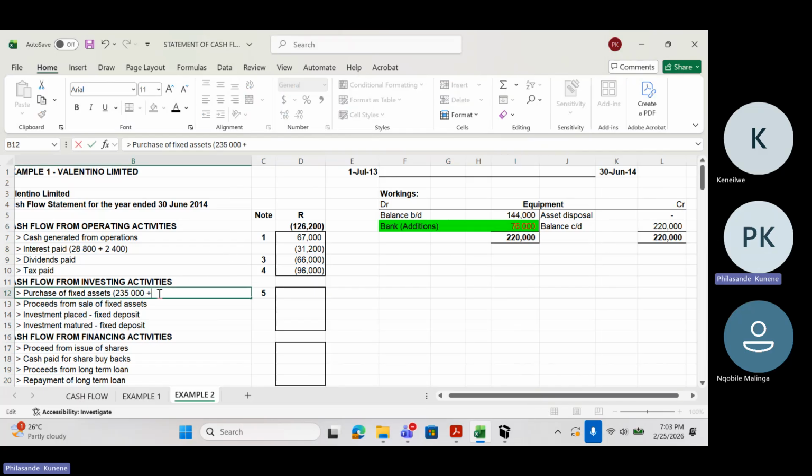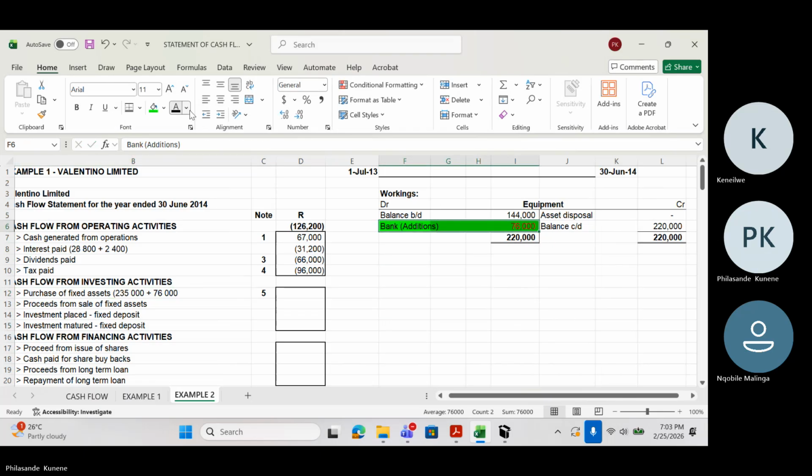So I'm going to say plus 76,000 rands. Can you guys see how we got this one? This is the equipment that was purchased. This time we did not use carrying values, but we used the cost. Remember, I gave you three formulas.